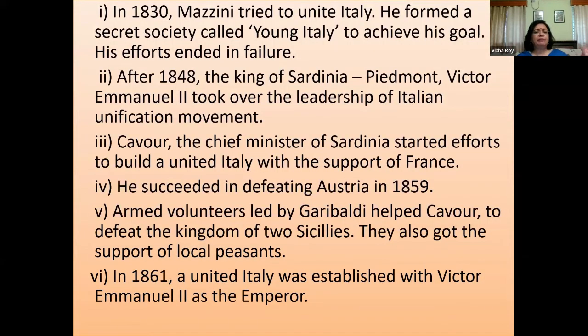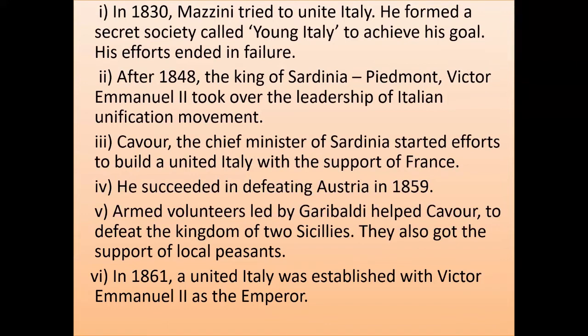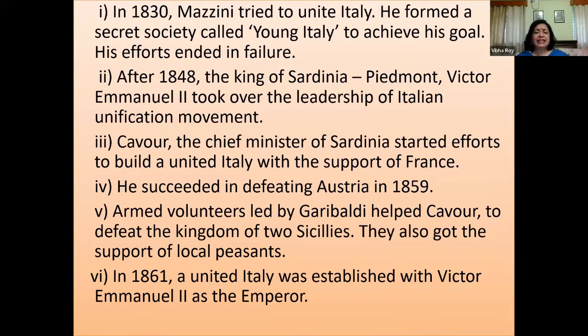In 1830, Mazzini tried to unite Italy. He formed a secret society called Young Italy to achieve his goal, but his efforts ended in failure. In 1848, the King of Sardinia-Piedmont, Victor Emmanuel II, took over the leadership of the Italian unification movement. Cavour, the chief minister of Sardinia, started efforts to build a united Italy with the support of France. He succeeded in defeating Austria in 1859.